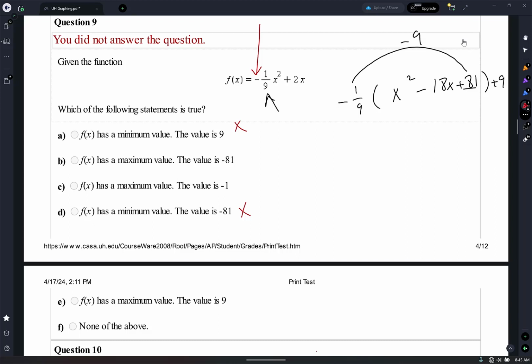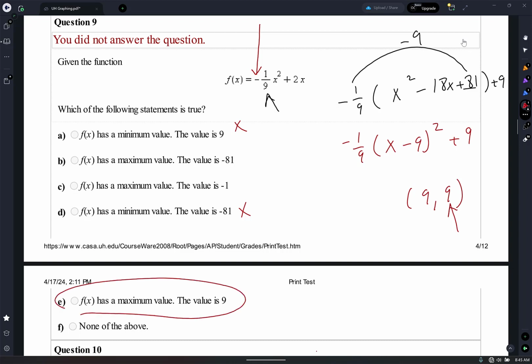So here's what you have. Here's my vertex. I'm about to find it. x minus 9, close it, squared, plus 9. Your vertex is located at 9, 9. So that is your maximum value. Right there.